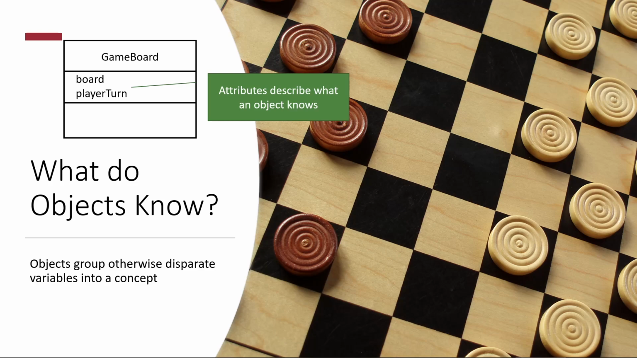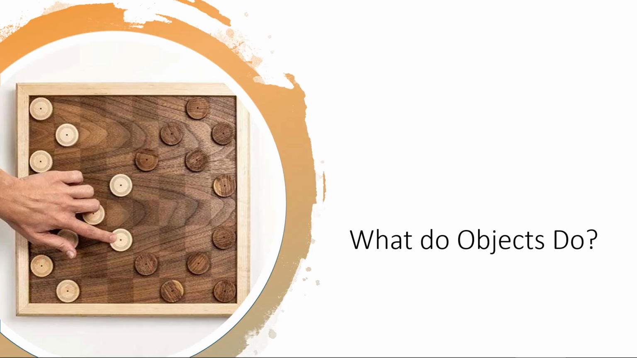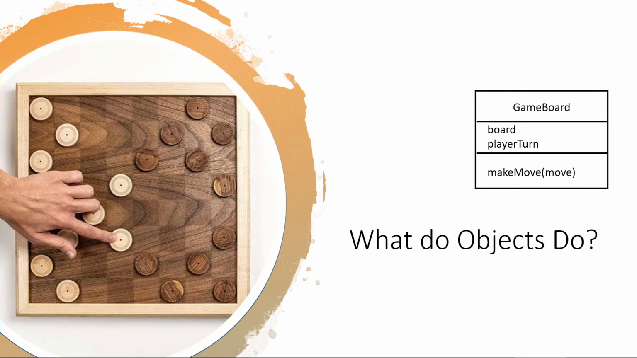Who made the last move? What was the sequence of moves that happened? You can undo moves and roll back the game. So the attributes describe this information that this board now knows about, that it keeps track of for me. And that enables us to do things like make a move. So what objects do is they use the data they have, the information they have, to make intelligent actions.